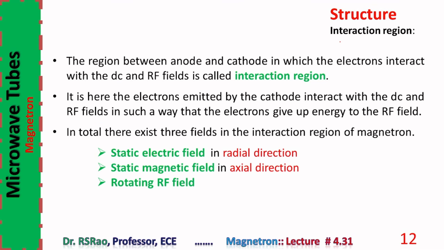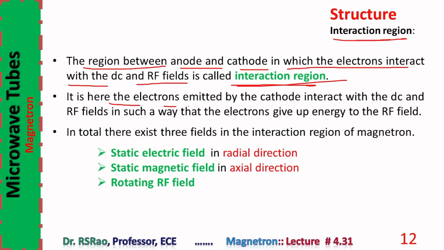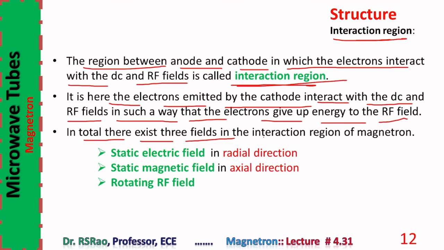First we considered anode, then we considered cathode. Now it is the turn of interaction region. The region between anode and cathode in which electrons interact with the DC and RF fields is called interaction region. It is here the electrons emitted by the cathode interact with the DC and RF fields in such a way that electrons give up energy to the RF field. In total, there exist three fields in the interaction region of magnetron. Electric field, it is in radial direction. Magnetic field, it is in axial direction.